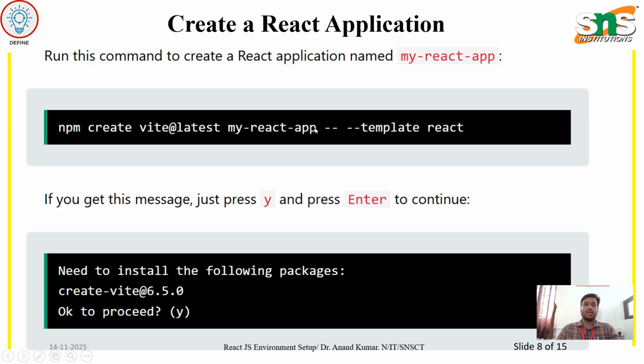We are now going to work in a VS Code application. So: npm create vite@latest my-react-app -- --template react. If we get this message, press Y for yes to continue, and press Enter to continue. It says we need to install the following packages.